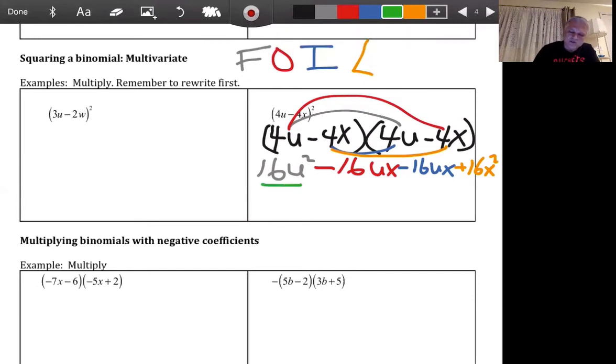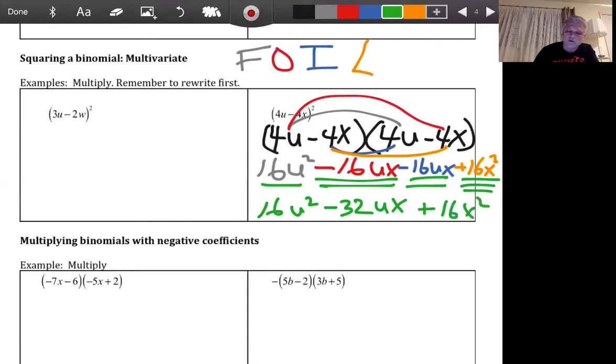So we got this 16u squared minus 16ux minus 16ux. So those are like terms because they both have u and x, both to the first power. So minus 16 minus 16 is minus 32. Bring your ux with them. And then last but not least, we have the x squared term. So plus 16x squared. And that is your final answer. Okay, hopefully you're looking good.